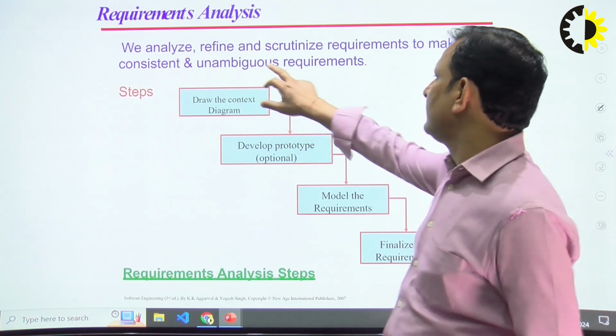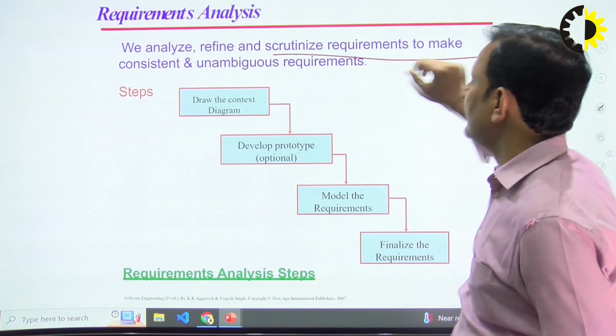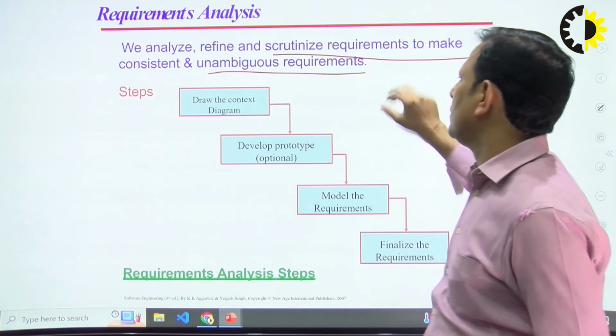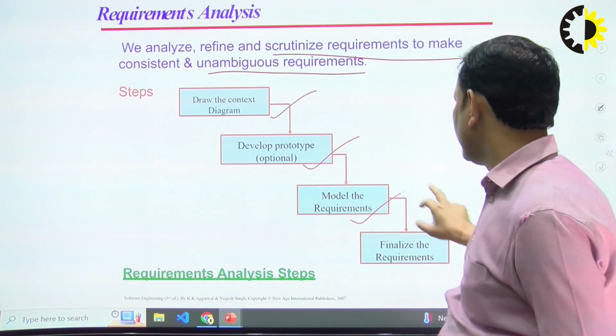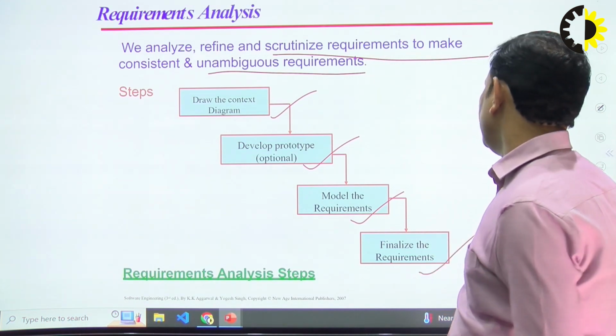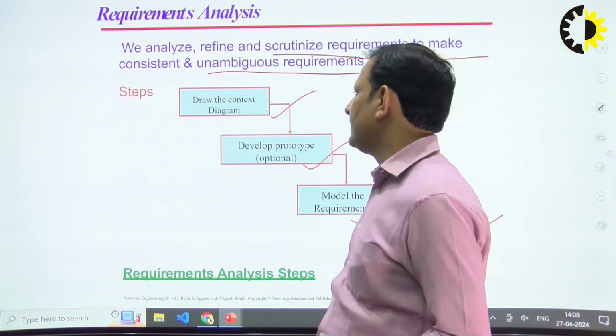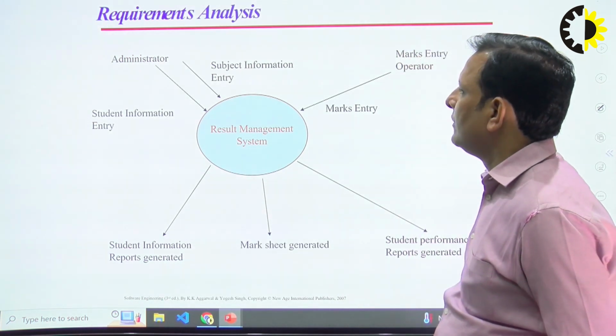So we analyze, refine and scrutinize requirements to make consistent and unambiguous requirements. Draw the context diagram, develop the prototype, model the requirements and finalize the requirements. These are the requirement analysis steps. Fine.